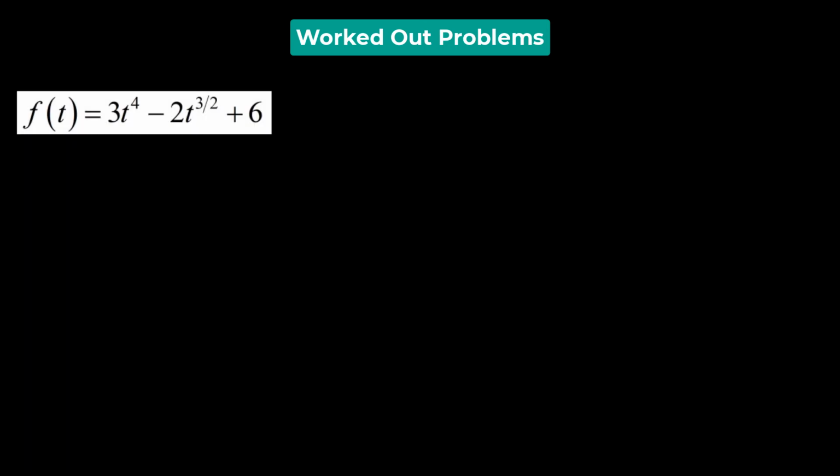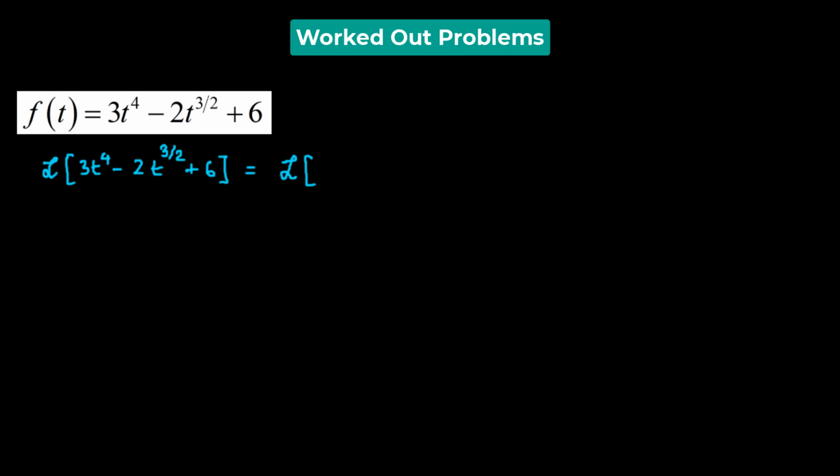So we need to determine the Laplace transform of the given function. So the Laplace transform of 3t^4 minus 2t^(3/2) plus 6 will be equal to the Laplace transform. So here we're going to apply the linearity property, meaning we're going to apply the Laplace transform to each of the 3 terms individually. So we have the Laplace transform of 3t^4.